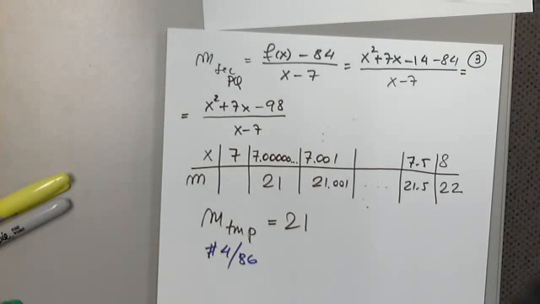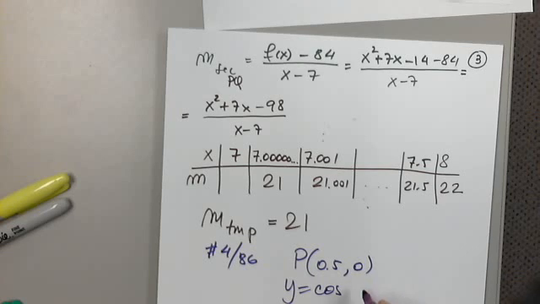I have plenty. Okay, 4 on page 86. We're given a point, P, (0.5, 0). It says it's on the curve y equals cosine pi x.